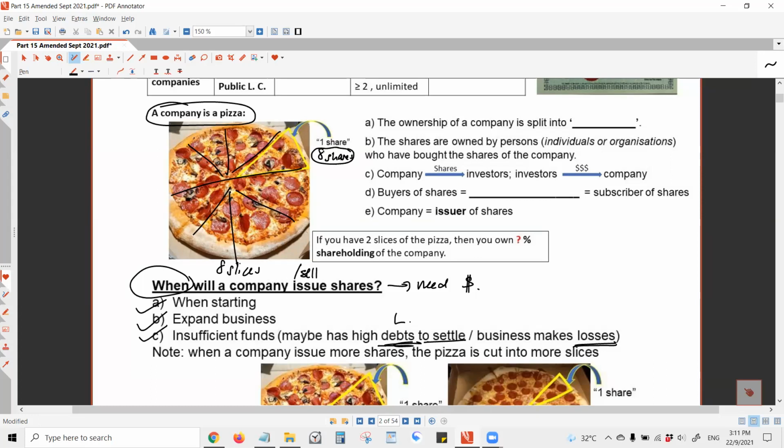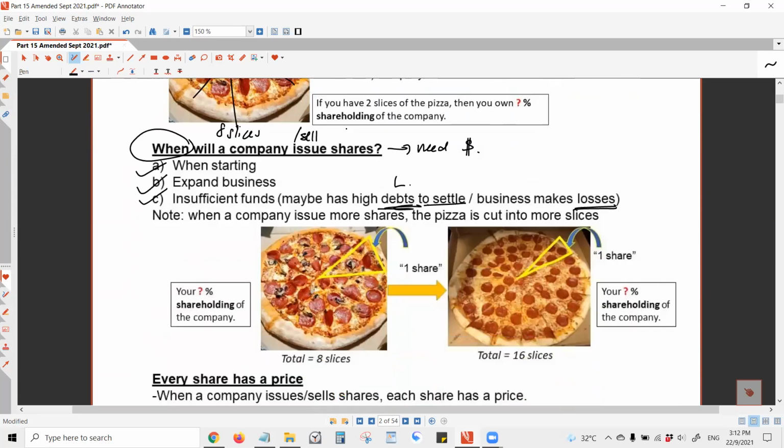So when the company issues more shares, the pizza will be cut into more slices because more owners will share this same pizza. Only one pizza, one company is one pizza. Think of it this way: one slice represents a share. Here in this pizza you have 8 shares in total, that means the company has issued a total of 8 shares.